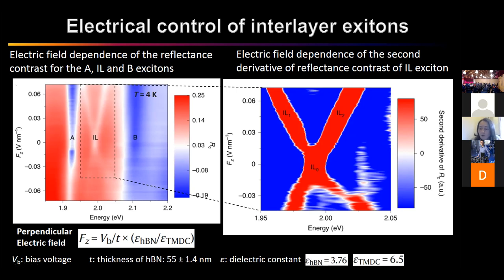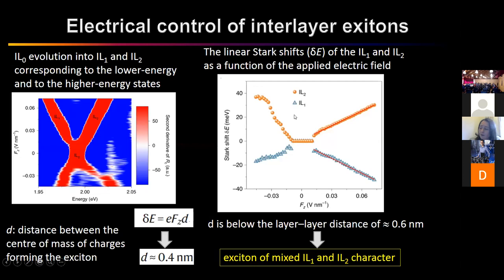Yes, so to resolve the spectral features of this interlayer exciton more clearly, we show here a map of the second derivative of this reflectance contrast spectrum as a function of the electric field. That is basically this dashed box here. And we can clearly see that at non-zero perpendicular electric field, this exciton splits into two peaks that we call IL1 and IL2.